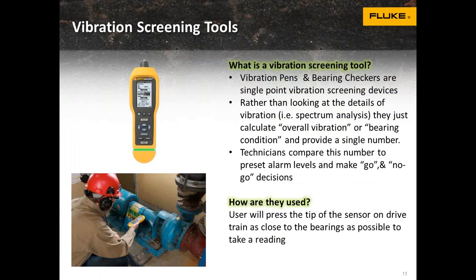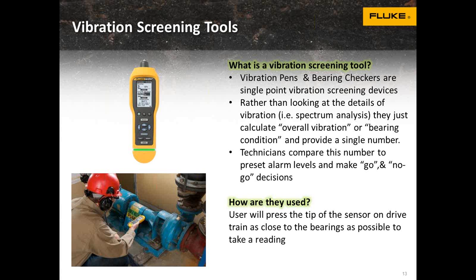Okay, so that finishes up with the vibration tester. We'll come back and do a little bit of review at the end, but let's switch gears over to a vibration screening tool, which is the second tool that we're going to talk about. This is the Fluke 805.